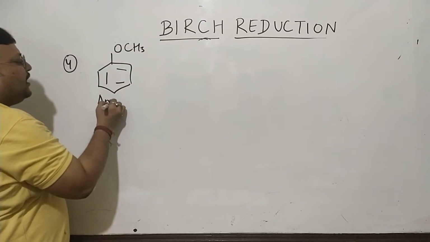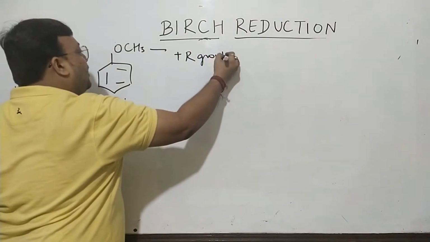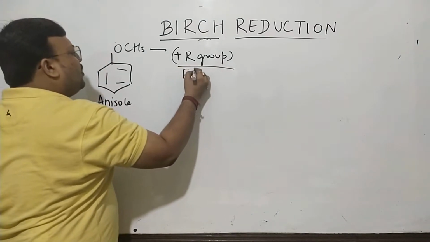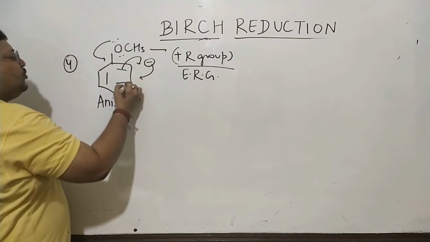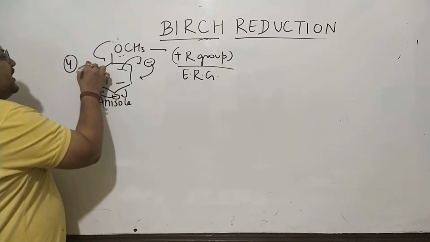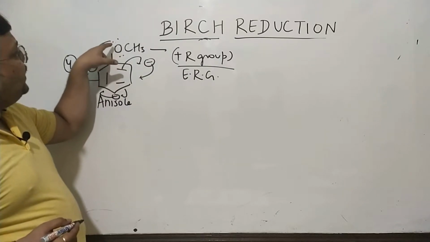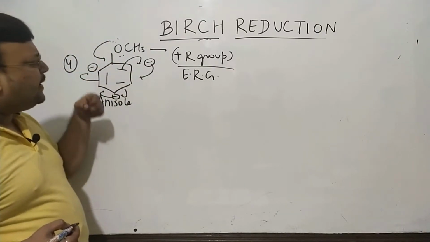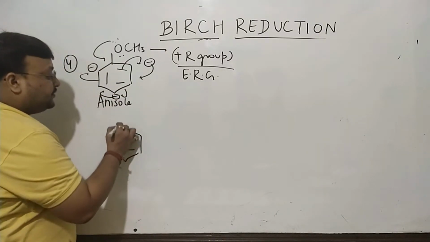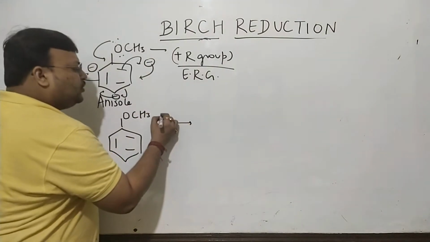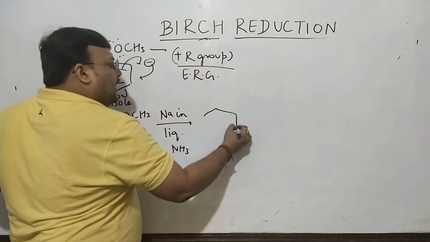First of all, this compound is called anisole, and we need to understand that OCH3 is a plus R group. Plus R means electron repelling group. You have the lone pair, which keeps the ortho and para positions electron rich. So again, this is taught in electrophilic substitution, this is taught in basic aromaticity. A plus R group with at least one lone pair will keep ortho and para positions electron rich. What if this compound undergoes Birch reduction? Now you will see this with sodium in liquid ammonia or lithium in liquid ammonia, which is Birch reduction. And there are two possibilities.